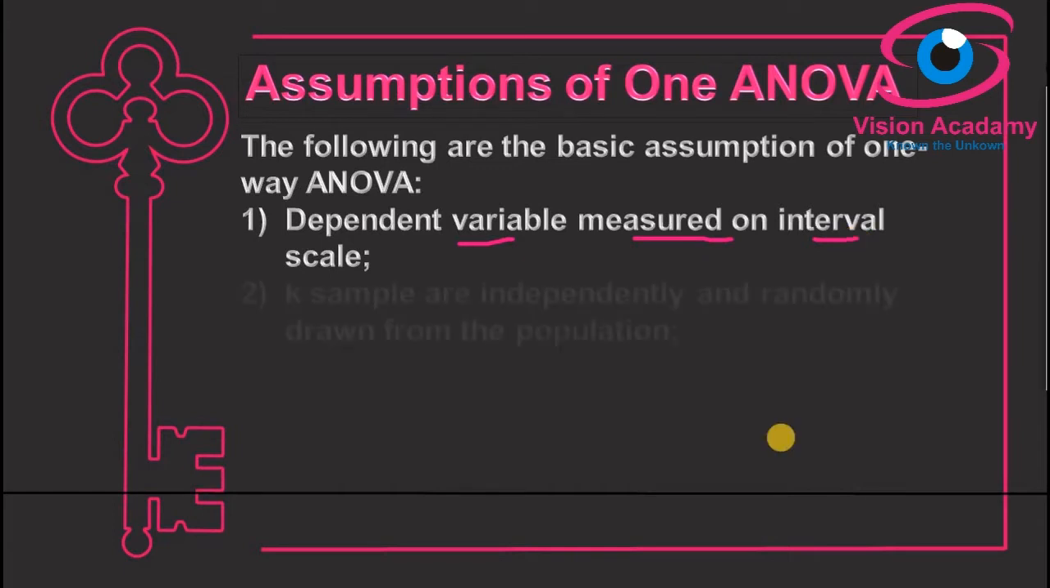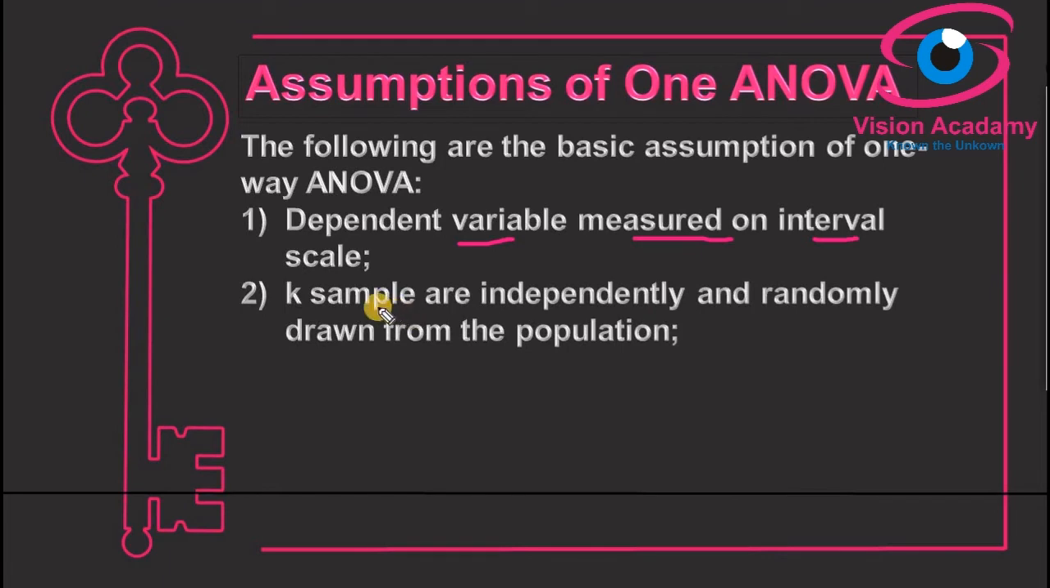Another assumption of one way ANOVA is the sample you obtain, that is a k sample. As I said already, the sample is more than 2. The k samples are independently and randomly drawn from the population. This is a very vital assumption of one way ANOVA. The sample that you obtain must be independently and randomly drawn from the population. A sample drawn in a non-random way will not give you a right conclusion in one way ANOVA.